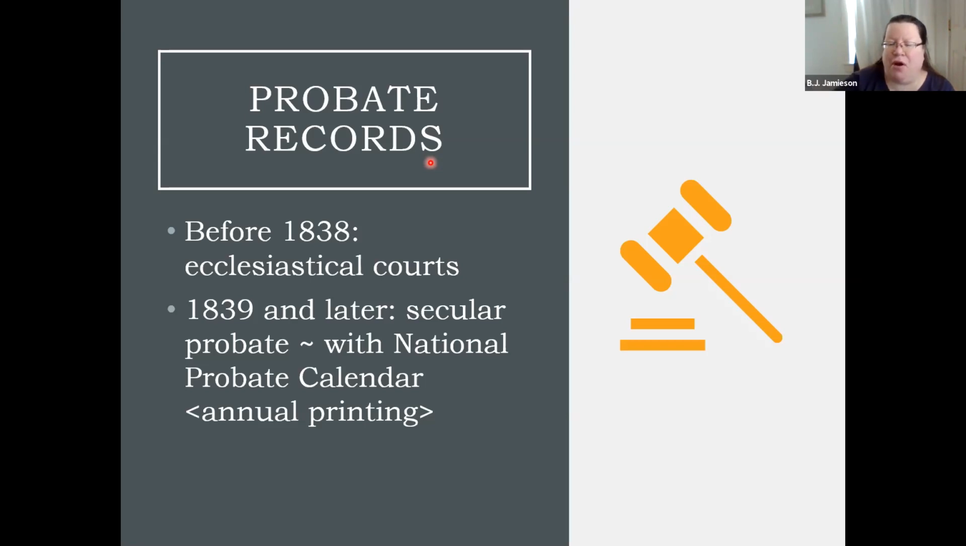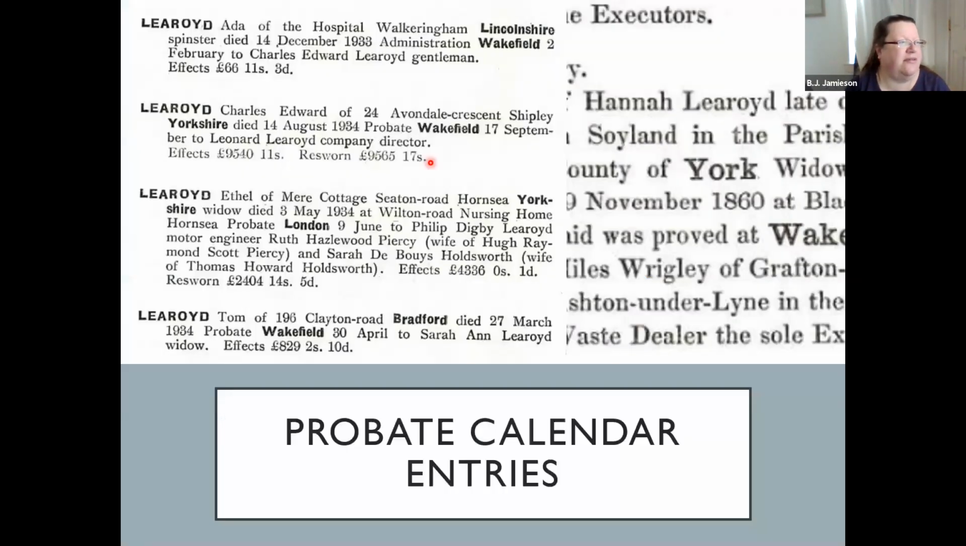But there are very nice indexes like this for the whole country, where they go through and they tell you the name of the person who died, their address, when they died, which court. So Wakefield here is telling you that that's the Wakefield court that dealt with this, who the administrator was, the administrator's occupation, and how much the estate was worth.